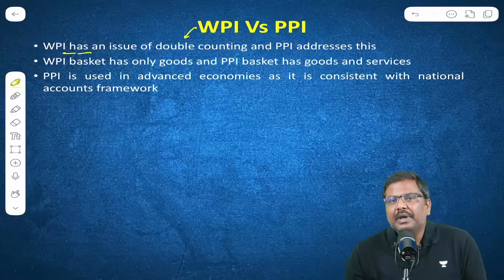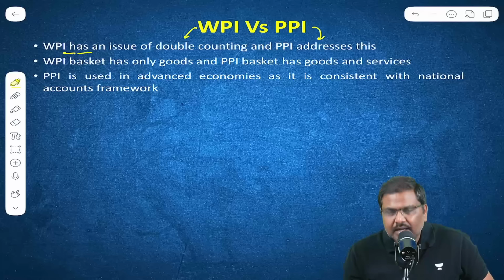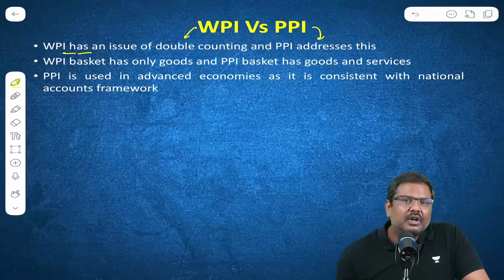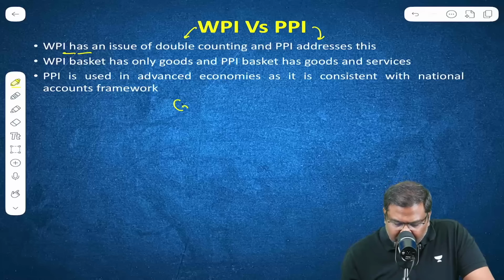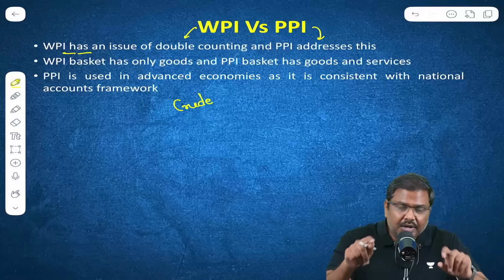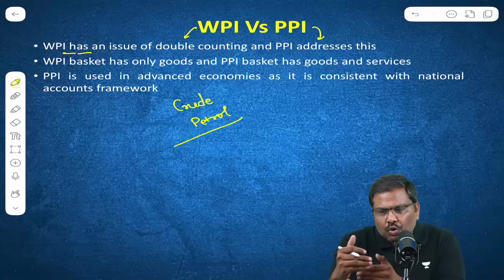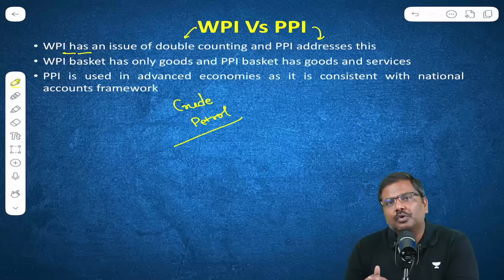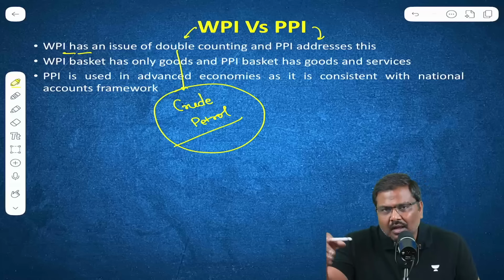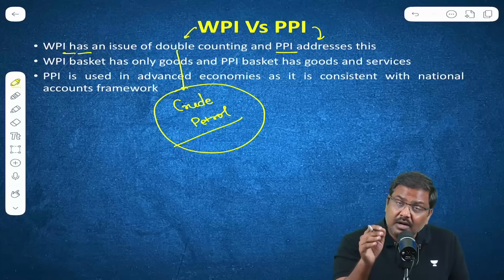First one, WPI faces an issue that is called a double counting bias. We want to address that by using PPI. What is the basic idea of double counting bias? In case of WPI, let's say one component that will be considered will be crude, and another item that will be considered for the calculation of WPI will be petrol. The problem in this particular case is crude is the raw material, petrol is the output. So when you're counting these two products, you are basically going for double counting in measuring the changes in the prices. Whereas in case of PPI, we address this particular problem.